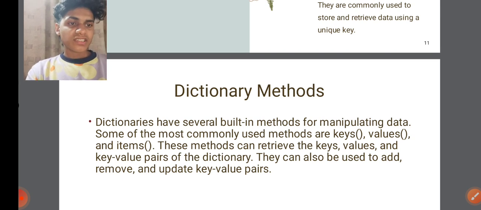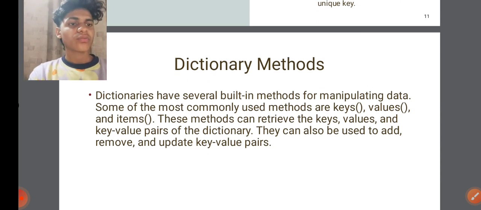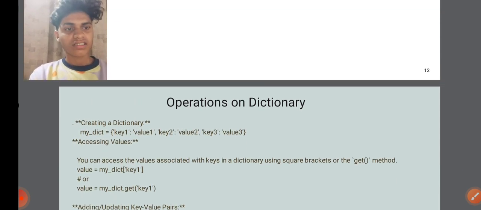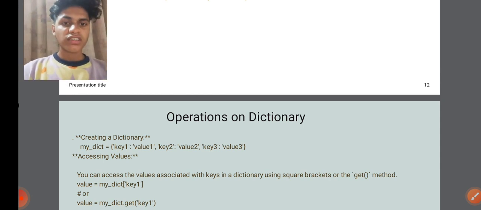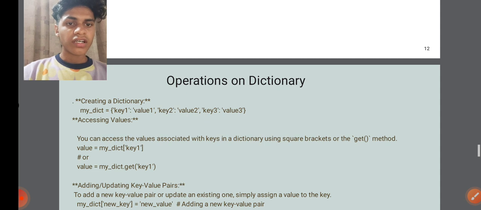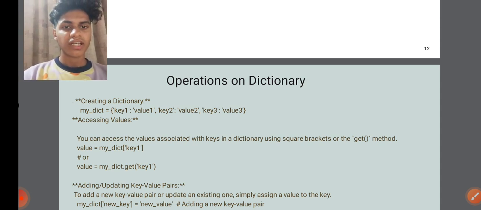Now let us try to understand dictionary methods. Dictionaries have several built-in methods for manipulating data. Some of the most commonly used methods are keys, values, and items. These methods can retrieve the keys, values, and key-value pairs of the dictionary. They can also be used to add, remove, and update key-value pairs. Operations on dictionary. First of all, let us try to understand how to create a dictionary. my_dict = {key1: value1, key2: value2}. Here we can understand that we have to give the key and the value for creating a dictionary.